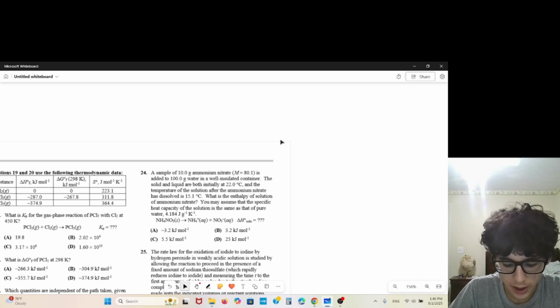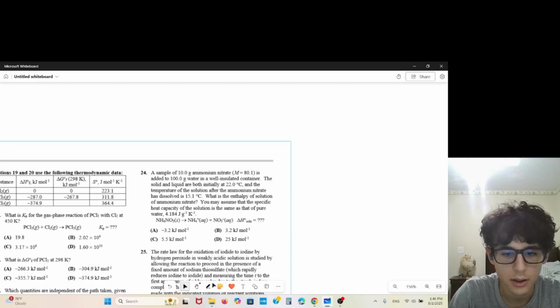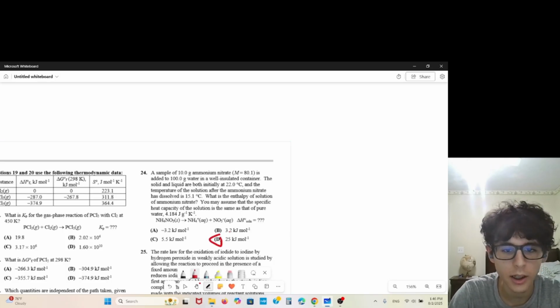Now you're going to negate that and divide it by moles to find delta H. It's a classic formula. So negative of that divided by moles of limiting reactant. Obviously, the ammonium nitrate is the limiting reactant because 10 over 80.1 is much less than 100 over 18. So you're going to divide. Don't forget your negative. Doesn't even matter here, but yeah. So you get D.